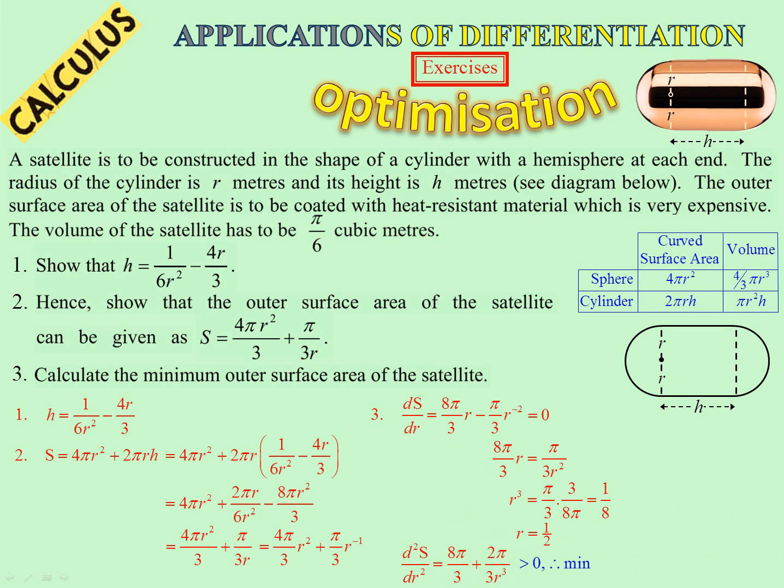So now we have to find the actual minimum area. Well, we know the area is that, so we're going to substitute it in, and we get π as our area. Minimum area.